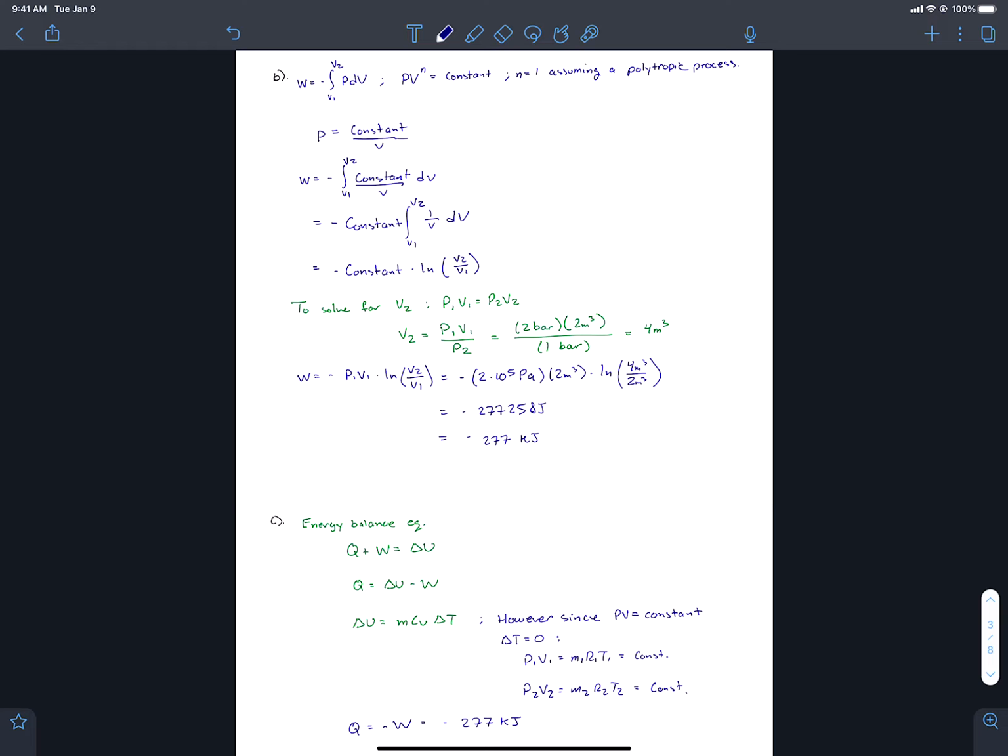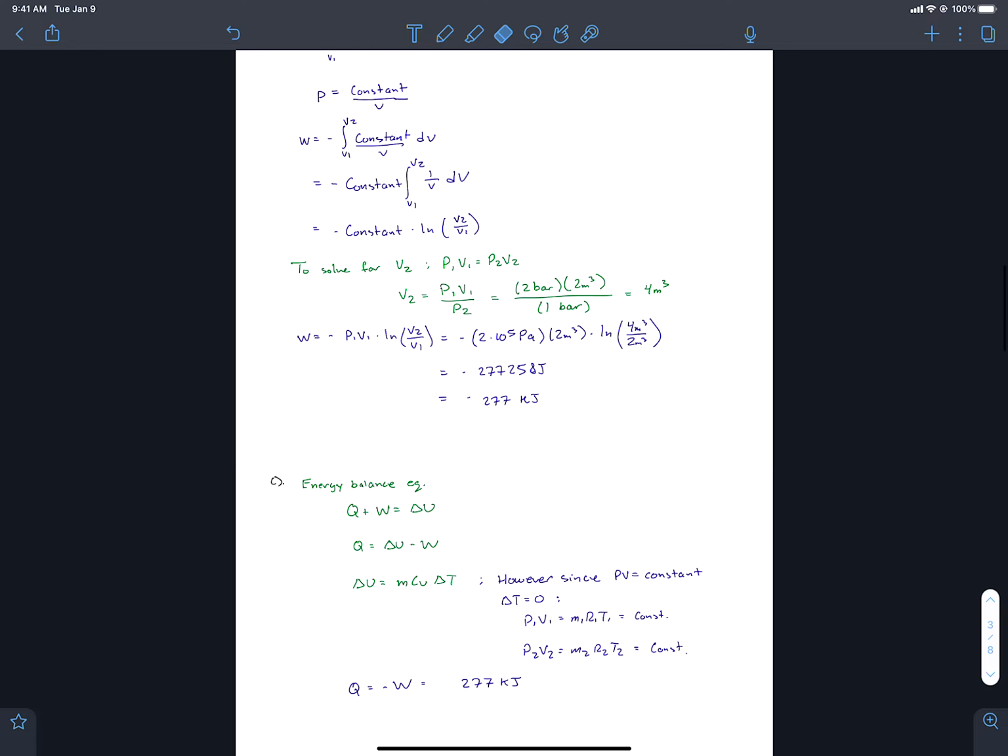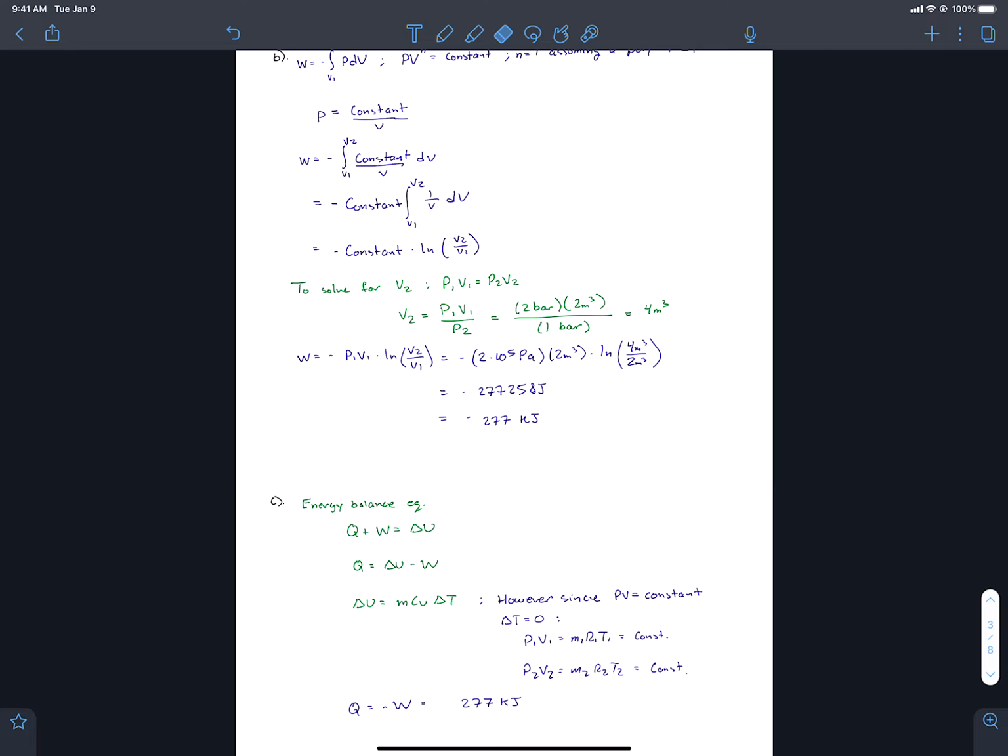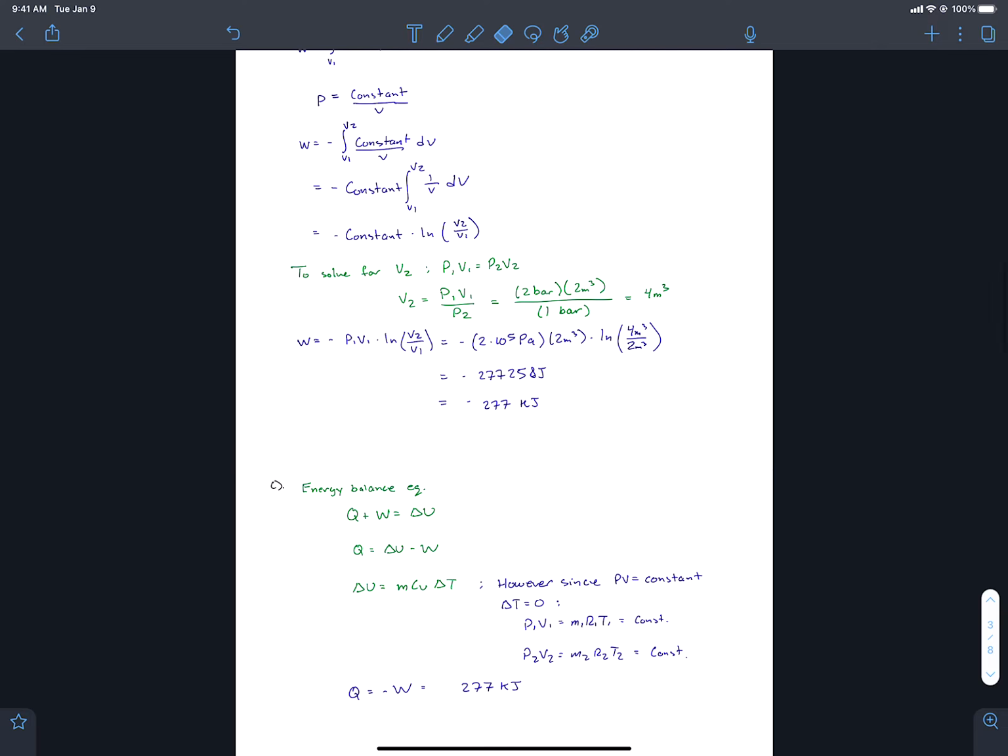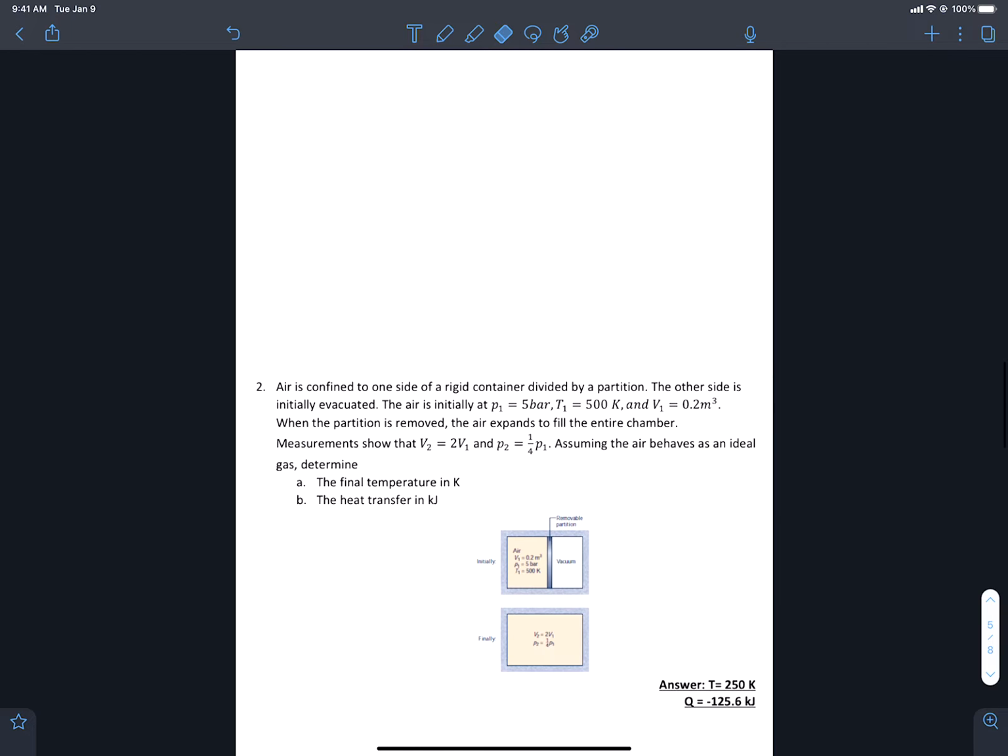Isn't Q positive? Yes, wait, my bad. Q is positive. Sometimes I get mixed up in the signs in the problems. Okay, so if there aren't any more questions, I'll move on to question 2.